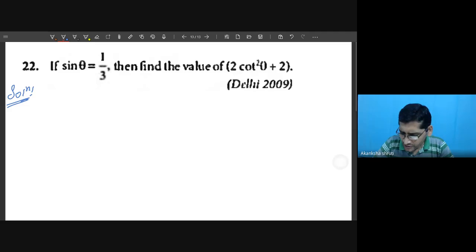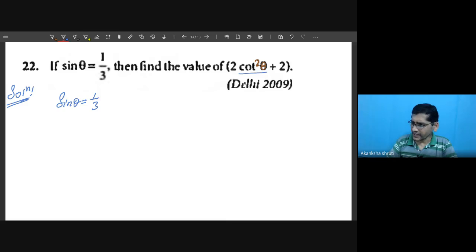Now you have understood the concept where the square is given, like here the square is there. So what to do first? This is the theta value. Students, from what is given, you find the other T-ratios, then substitute them in the expression. The given one is sin theta equals 1/3, so we need cot theta.